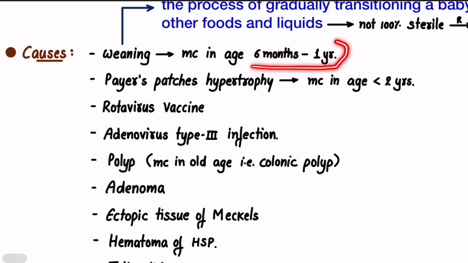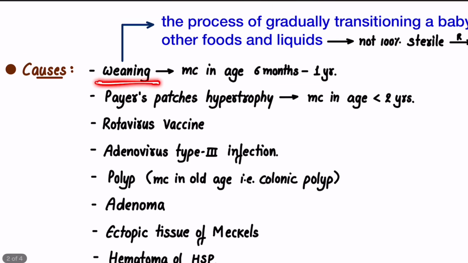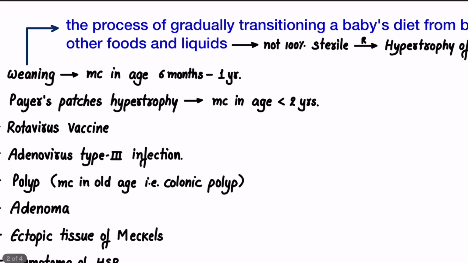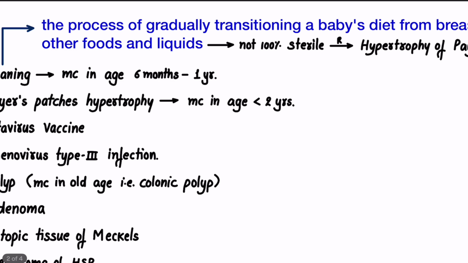For a child in the age group 6 months to 1 year, the most common cause of intussusception can be weaning. So what is weaning? Weaning is a process of gradual transition of the baby's diet from breast milk to some other kind of food that may be solid or liquid. As you all know, a baby feeds on breast milk for the initial 6 months after birth, but after 6 months this diet is gradually changed into some kind of solid or liquid diet.